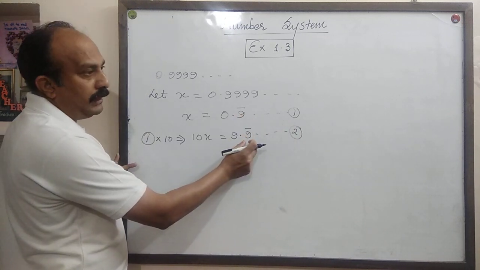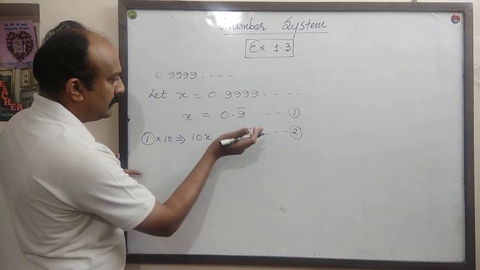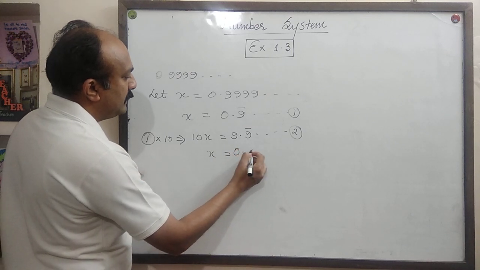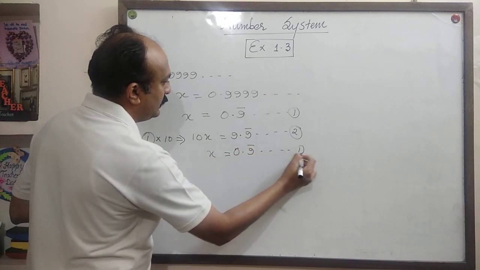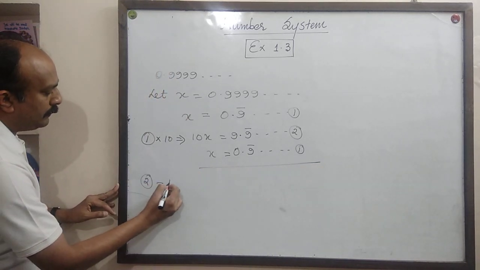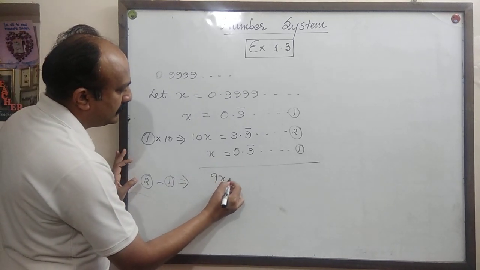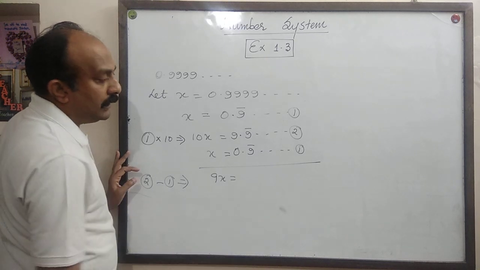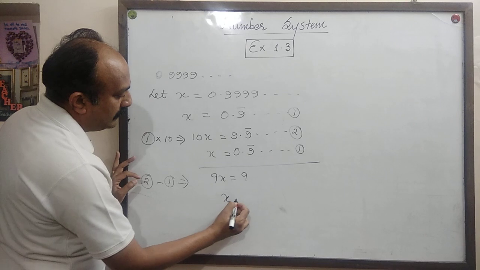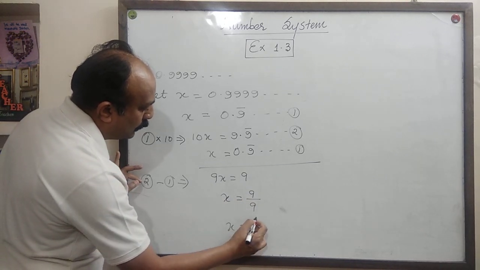0.9 bar, 0.9 bar. Both the bar parts are equal. So 2 minus 1. Write down equation number 1 below it, 0.9 bar, and subtract. Equation 2 minus equation 1. 10x minus x, 9x. 9 bar got cancelled. 9 minus 0, 9. 9x equal to 9, x equal to 9 upon 9, x equal to 1.